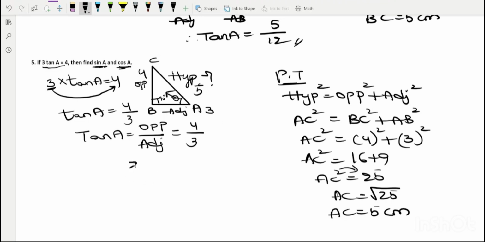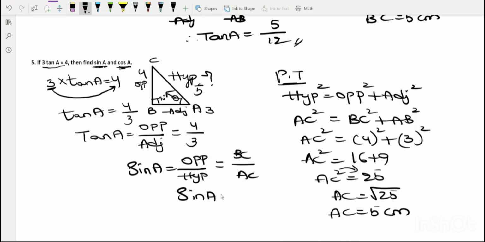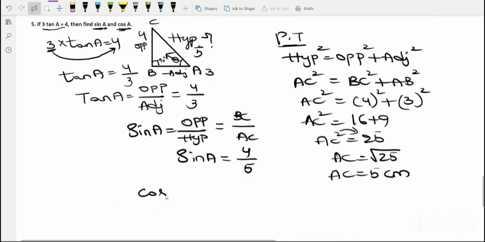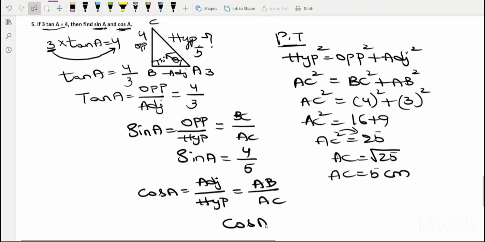He has asked us to find out the values of sine A. Sine A equals to opposite side divided by hypotenuse, which is opposite as BC upon the hypotenuse is AC. So sine A, the value of BC would be 4 and AC is 5. 4 upon 5. Now we will find the next value, which is cos A. The formula for the cos A is adjacent side divided by hypotenuse. Here the adjacent side is AB and the hypotenuse side is AC. So the cos A value will be AB, which is 3 centimeter upon AC, which is 5. So this is the problem here.